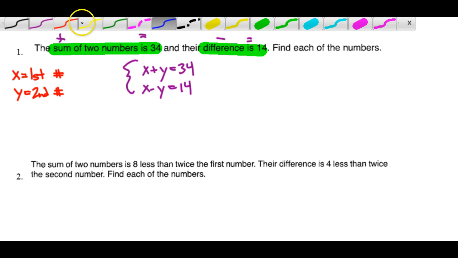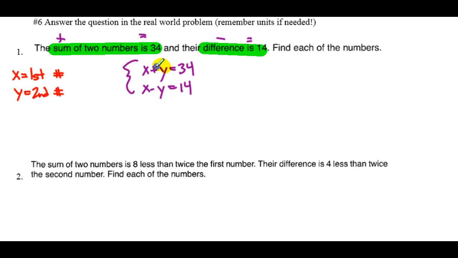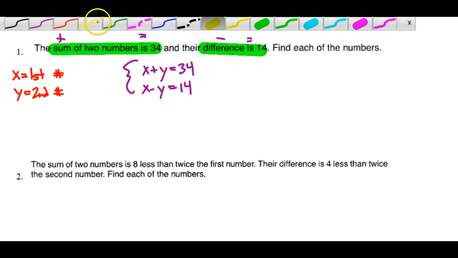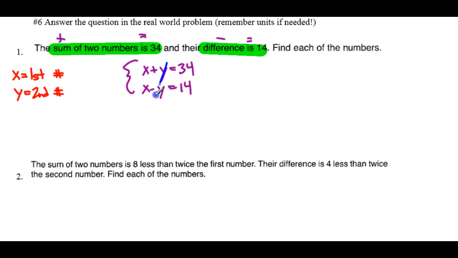Hopefully you're noticing that without even doing anything, look at this, positive y, negative y. Without doing anything, the y's will cancel. So in this case, the easiest way would be to use elimination. Alright, so I'm going to solve this. I'm going to eliminate the y's, and then remember what you do, you add the equations going down. So x plus x is 2x equals 34 plus 14 is 48. Divide both sides by 2, and x will be 24.